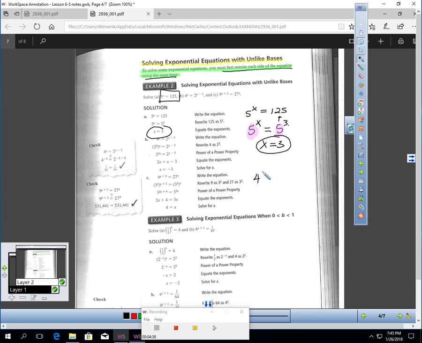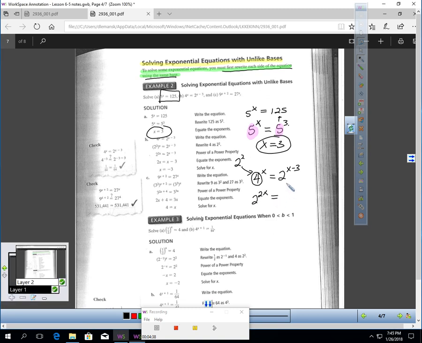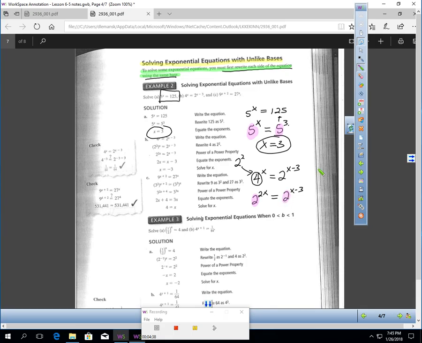Or look at the next problem. I have 4 to the x power equals 2 to the x minus 3 power. Now, you notice the bases are not the same. But think about the number 4. Isn't 4 the same as 2 to the second power? Well, I can rewrite this then. I have 2 to the second power, that's 4, raised to the x power, would equal 2 to the x minus 3 power.